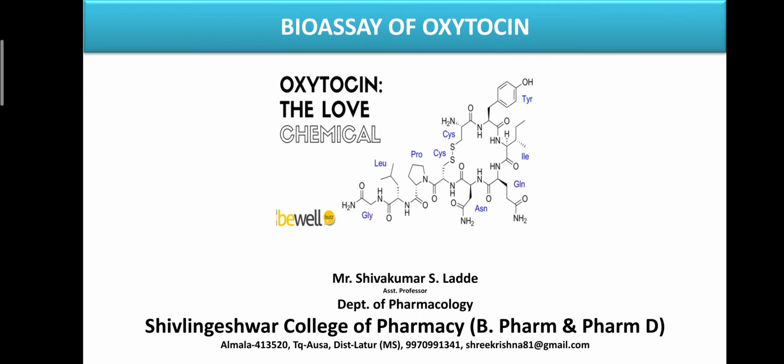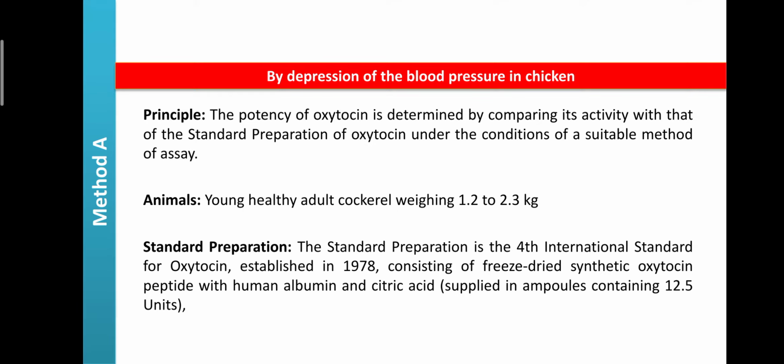So the next one, method A, is known as the depression of blood pressure in chickens. That is the second parameter we consider for the bioassay of oxytocin, the decrease in blood pressure. Oxytocin can decrease the blood pressure. That's why we consider the chicken, because the chicken is an animal that can maintain its high blood pressure for prolonged times.